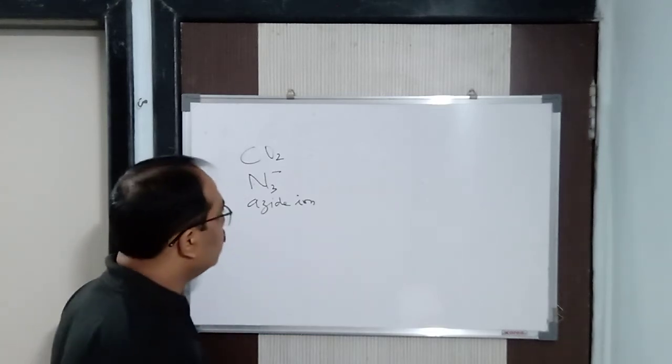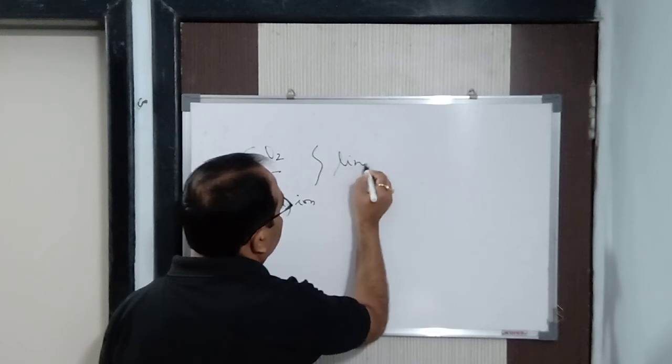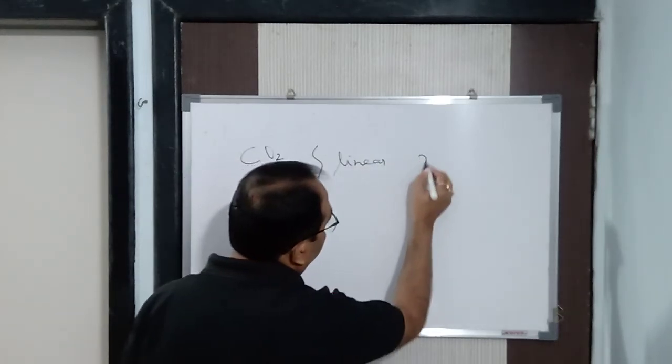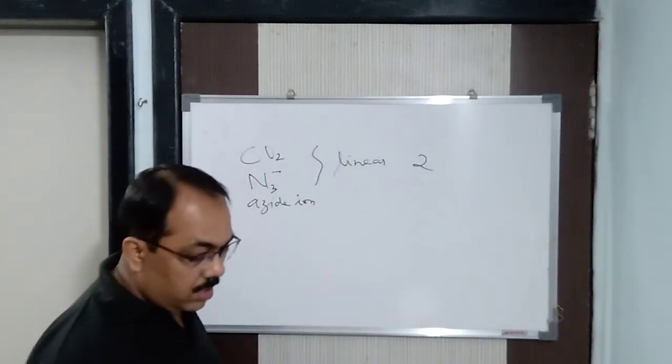And hence their shape is what? Their shape is the same, linear, and the bond order is how much? The bond order, you can find, is 2.